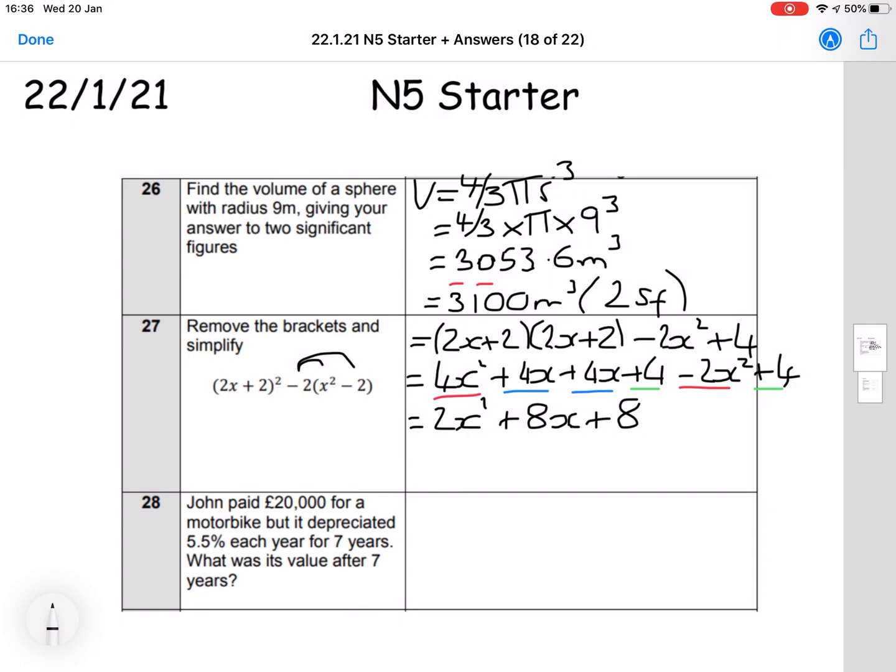Okay, the last question here, 28, we have John paid £20,000 for a motorbike, but it depreciated 5.5% each year for 7 years. What is the value after 7 years? So the first thing we need to do is work out our multiplier, because this is going to be a compound interest question. So it's the same percentage decrease every year for 7 years.